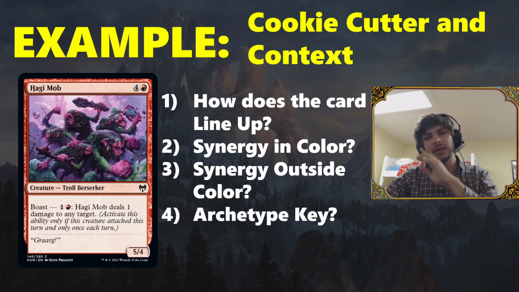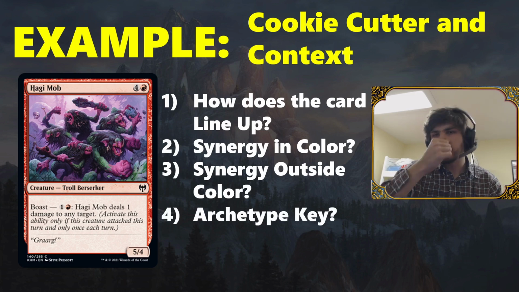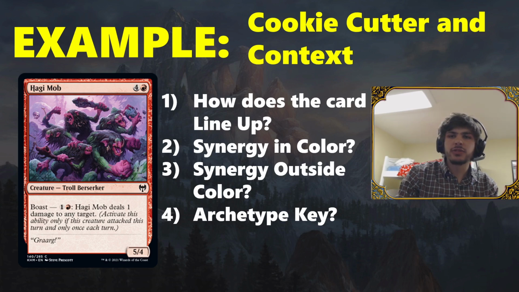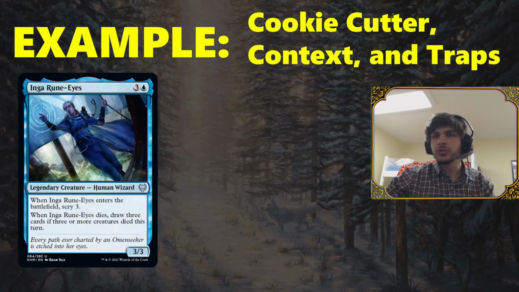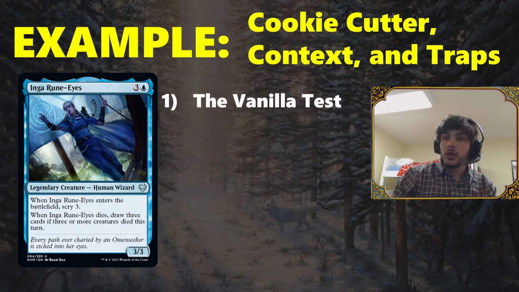And is it an archetype key? Too early to say if there's a boast deck that's built just around boasting, but maybe this is one of the best boast cards at common, and so it could be a key for an archetype. Moving on to another card that uses cookie cutter evaluation and then context, and then tries to evaluate if it is a trap. First, the vanilla test.